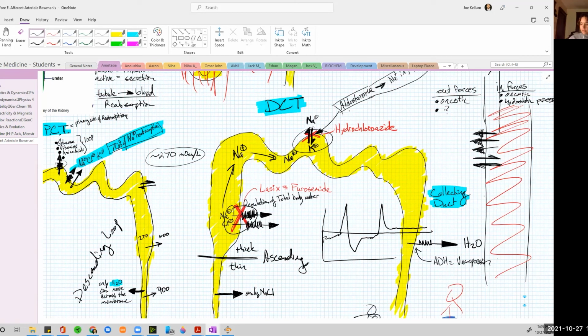Yes. See, aldosterone couldn't regulate osmolarity because it's just water following sodium around. And so it doesn't matter how much of it you have, you're always reabsorbing the water with the sodium.